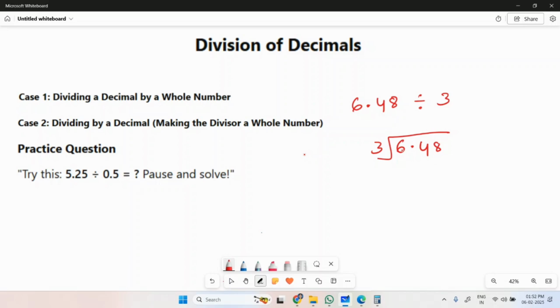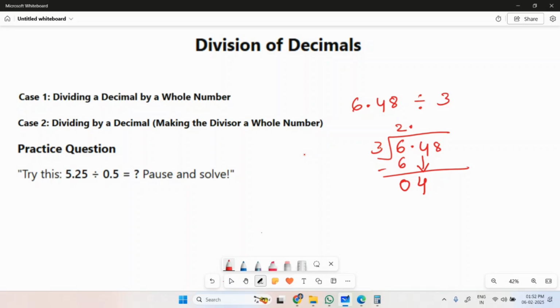First let's check our whole number 6 is there in the 3 times table or not. Do we have 6 in the 3 times table? Yes, 3 times 2 equals 6. 6 minus 6 is 0. Now our remainder is 0 here. Now let's put a point and then only you have to bring down decimal place, first decimal place.